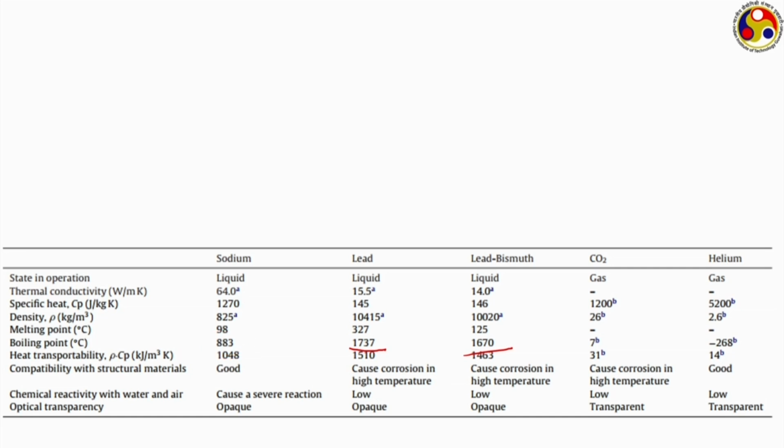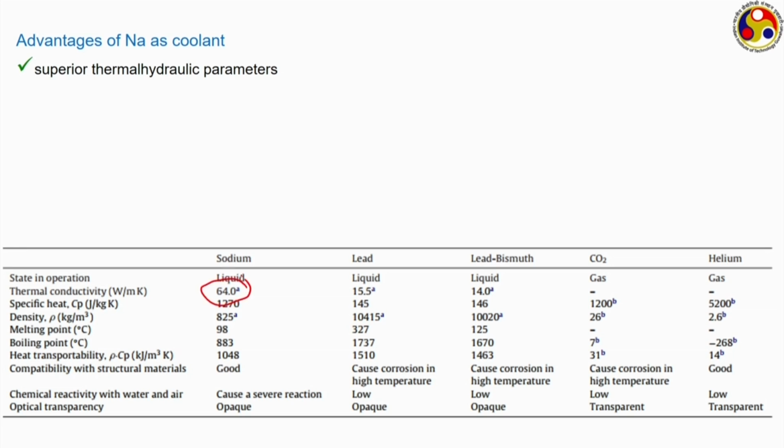Another point that we should consider, which actually is favorable to sodium. Sodium has its own advantages because it has superior thermal hydraulic parameters. Its melting point is not of any consideration, but boiling point is, but apart from that all other thermophysical properties of sodium are excellent. Like, look at the thermal conductivity. Its thermal conductivity is 64 watt per meter Kelvin, which is just in the order of 15 for lead.